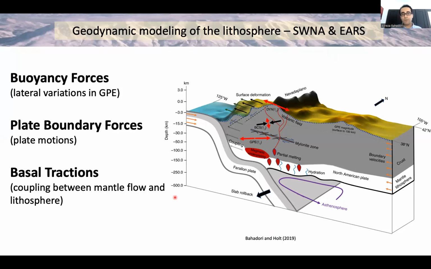During my work with my PhD advisor, Bill Holt at Stony Brook University, and also my work with my current postdoc mentor, Jackie Osterman at Columbia University, I have been investigating the paleogeodynamic evolution of southwestern North America and also the East African Rift System in terms of three principal driving forces for the formation of the continental lithosphere. Those driving forces include the buoyancy forces, the plate boundary forces, and also the basal tractions, which are associated with coupling between mantle flow and the lithosphere.